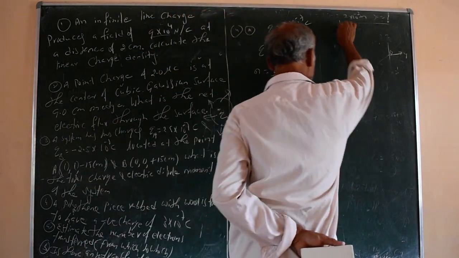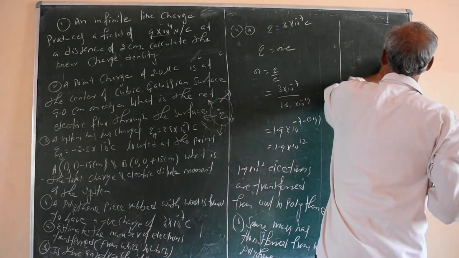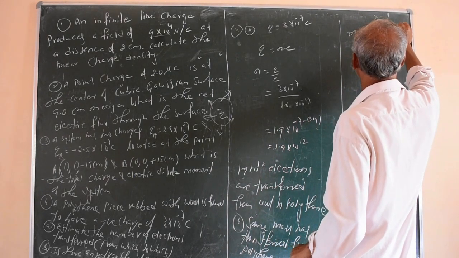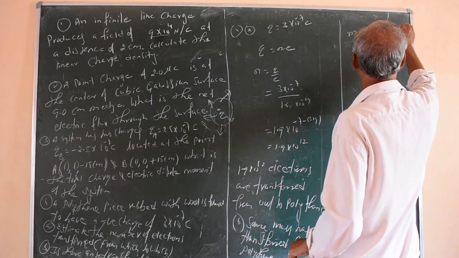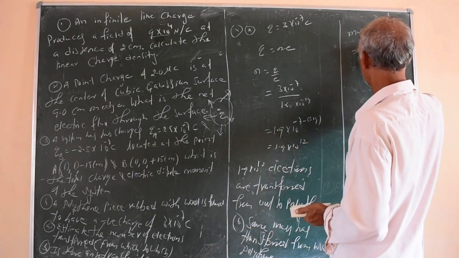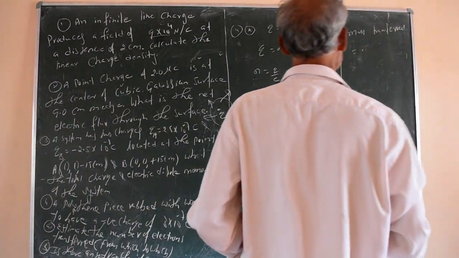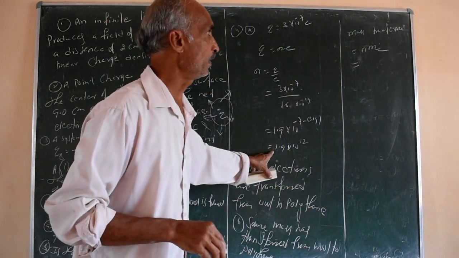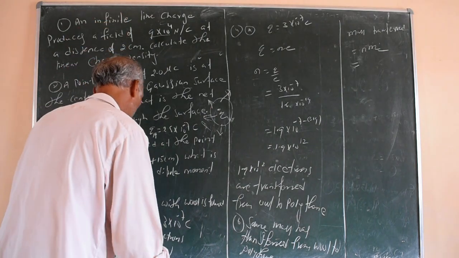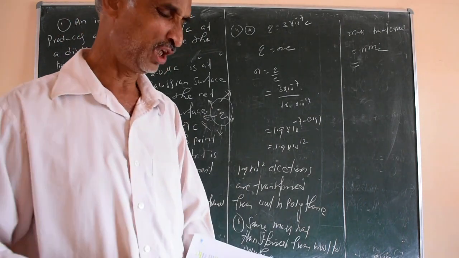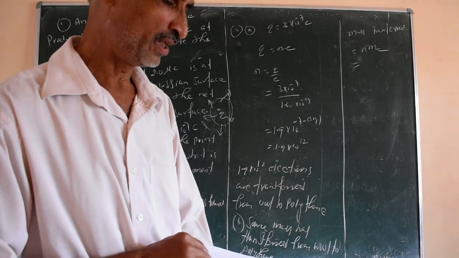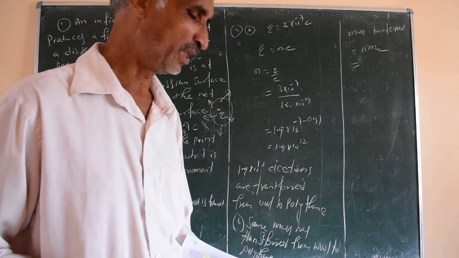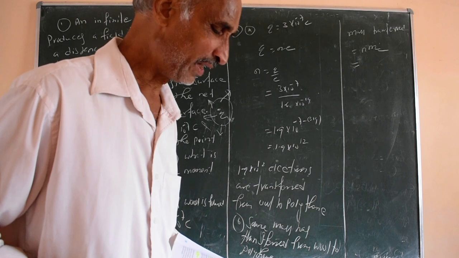Mass is not asked in the question, but for academic interest, I will calculate the mass transferred. Mass transferred is equal to n times the mass of an electron, where n is the number of electrons transferred and m is the mass of an electron. Actually, the mass of an electron is of the order of 10 raised to minus 30 kg for accuracy.